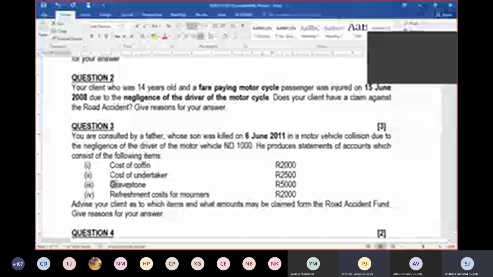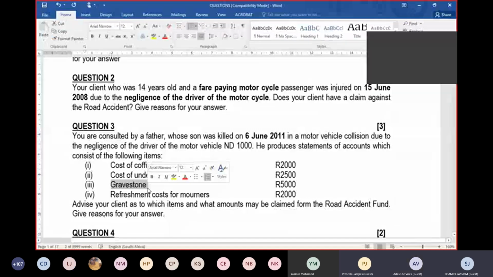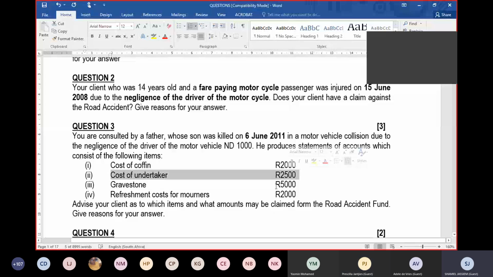A gravestone? No. Not necessary. Refreshment costs for the mourners? No. So your answer will be, the items will be coffin costs. You will add the 2,000. The cost of the undertaker, 2,500. The total amount that the client will receive is 4,500 Rand. And there you go, another 3 marks, easy 3 marks for you in the bank.